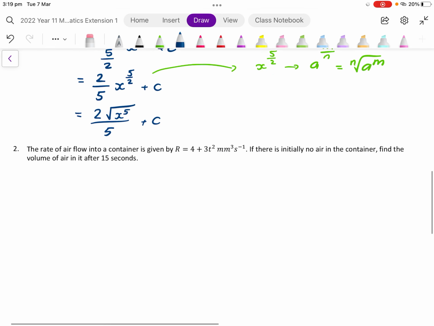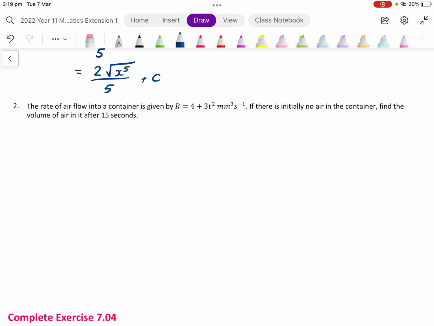Alrighty, our last example here is: the rate of airflow into a container is given by r equals 4 plus 3t squared millimetres cubed per second. If there is initially no air in the container, find the volume of air in it after 15 seconds. So we have the rate of airflow, r, which is 4 plus 3t squared. Our rate is talking about the change in volume in terms of the change in time. So we can write this as dV on dt equals 4 plus 3t squared.